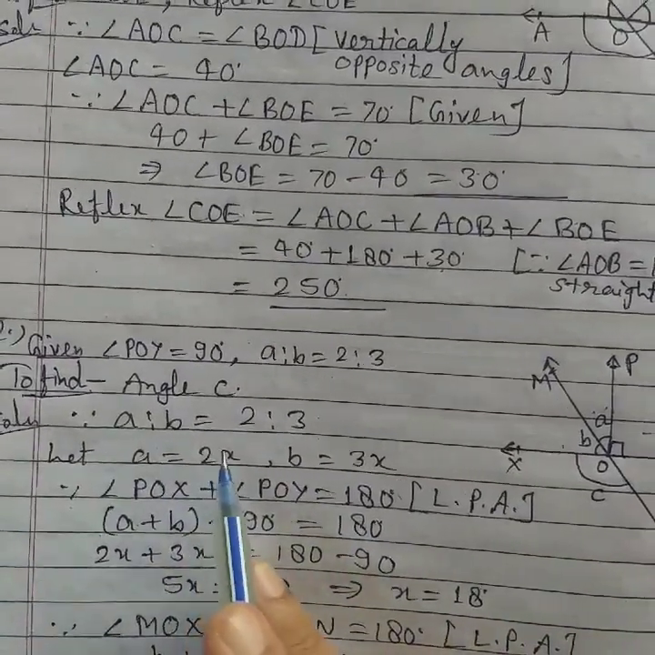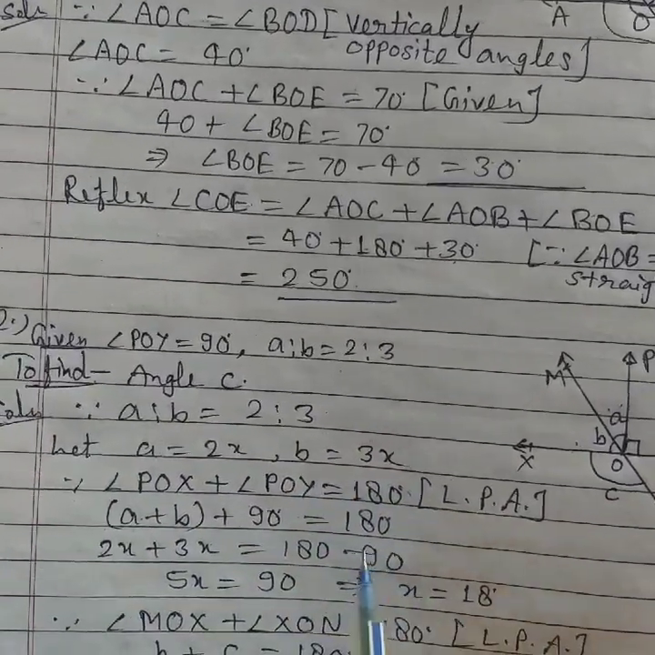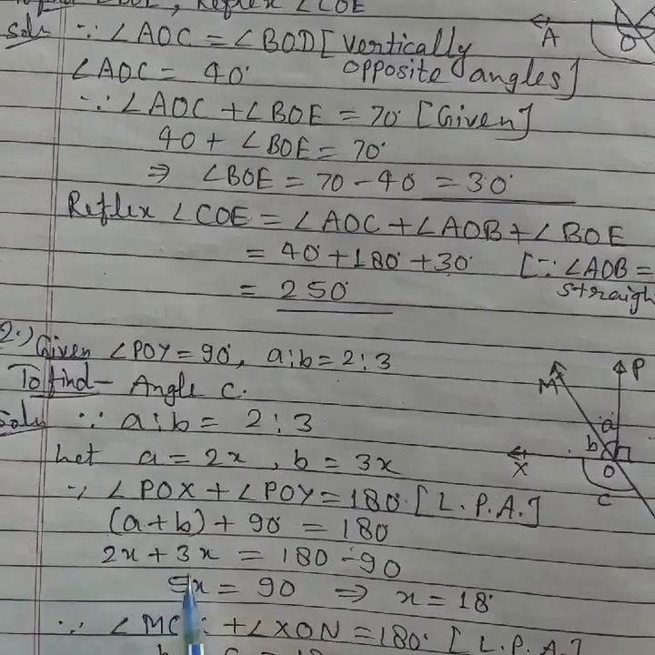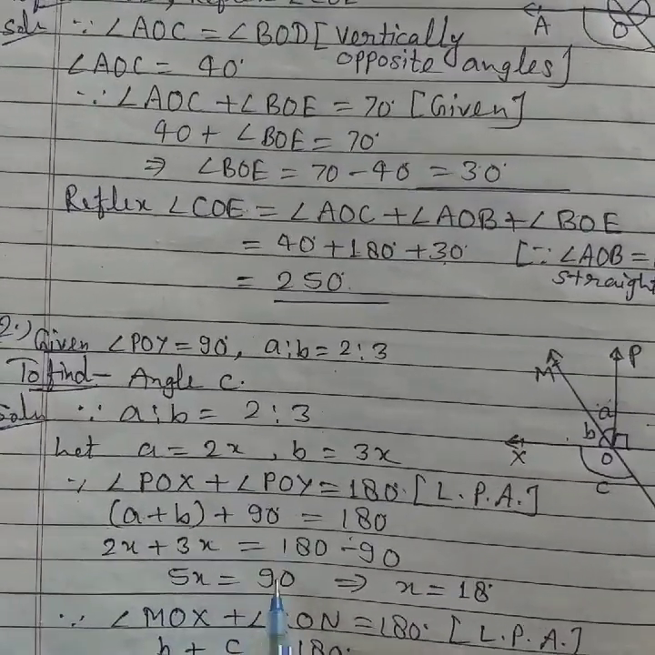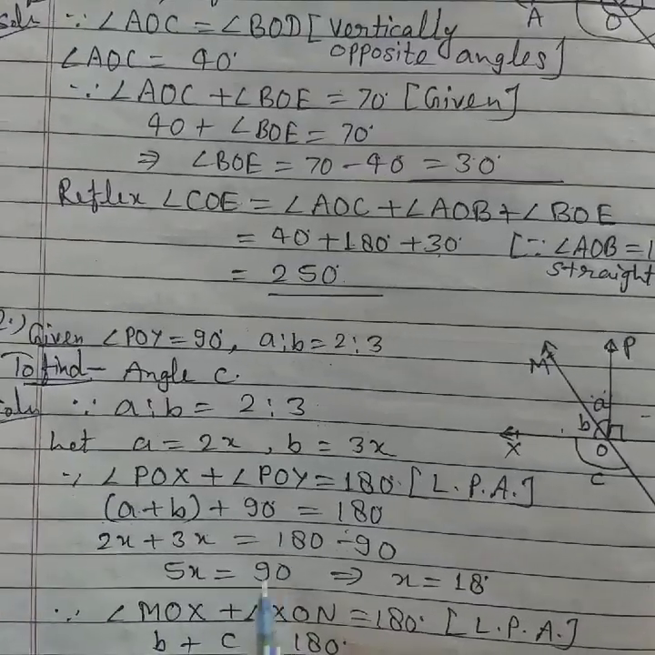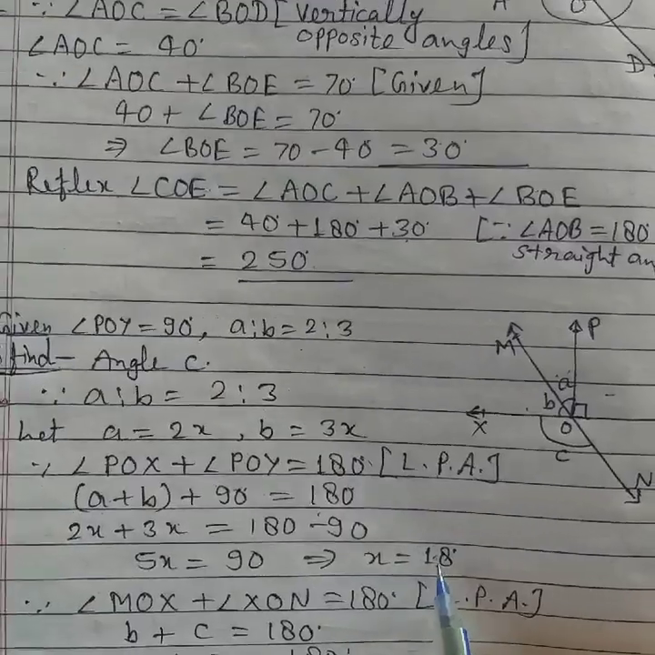Putting the values of A and B, that is 2x and 3x. So 2x plus 3x equals, 90 goes to the RHS, that will be subtracted. So we have 5x equal to 90 degrees. Now separate x, so 5 goes to the RHS, which divides 90. Now x equals 90 upon 5, which is 18 degrees. So x will be 18 degrees.